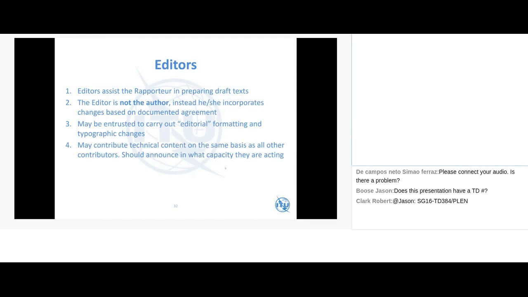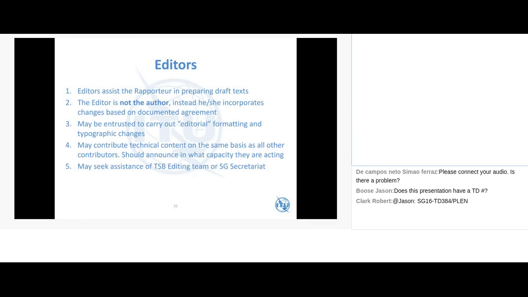Now, none of this means that the editor can't contribute technical content. They may. What's important, though, is that they should say, right now, I'm representing my parent organization. I'm no longer the editor of this text. They would make their proposal. They would present it in the same way as any other participant would do. And then they would revert back to their role of editor. So they can contribute on exactly the same basis as the other experts. And it's really important to do that and to let everybody know what's happening.